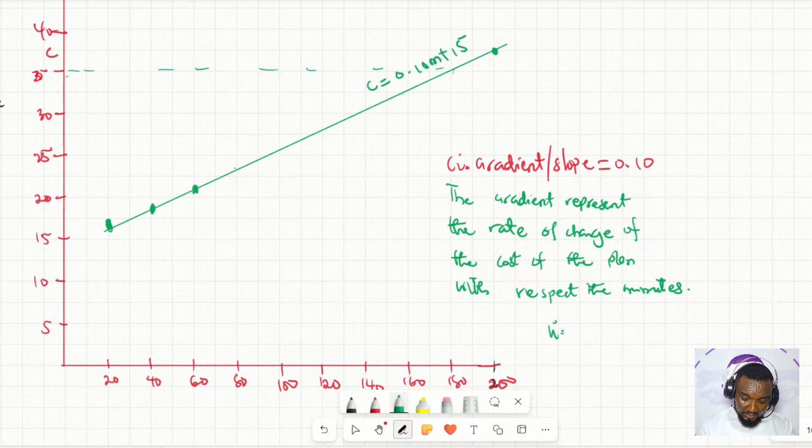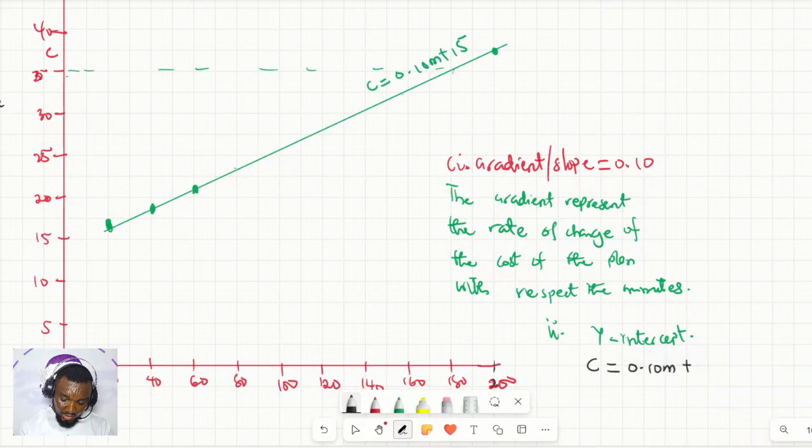And then, what does the y-intercept represent? So what is the y-intercept? Basically, when you have an equation c is equal to 0.10m plus 15, the y-intercept is the 15 here. So it's the value of the c when the x is equal to 0.